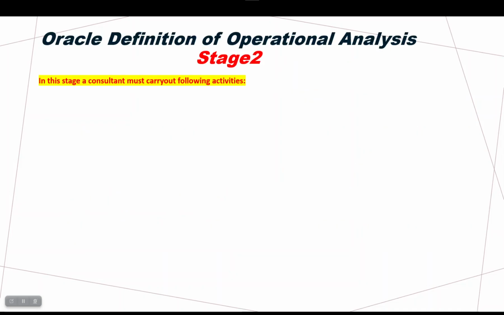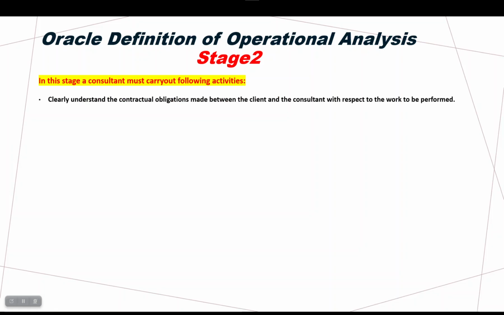Next stage is definition of operational analysis. In this stage, your work or your job will start, because the consultant must carry out the following activities. Activities like clearly understanding contractual obligations made between client and consultant with respect to the work to be performed. In this stage, you will be aware of the activities, the requirements, which modules you are going to implement, in each module which features you are going to enable, what the business scenarios are, what the gaps are, what the requirement is. This is the stage. Your role will start from this stage.